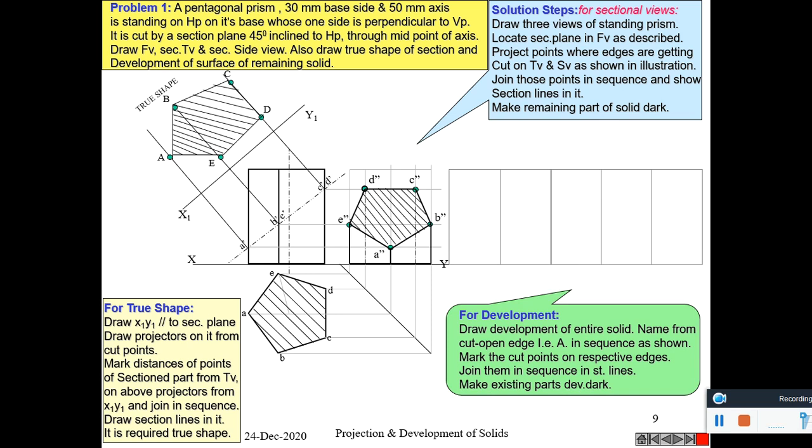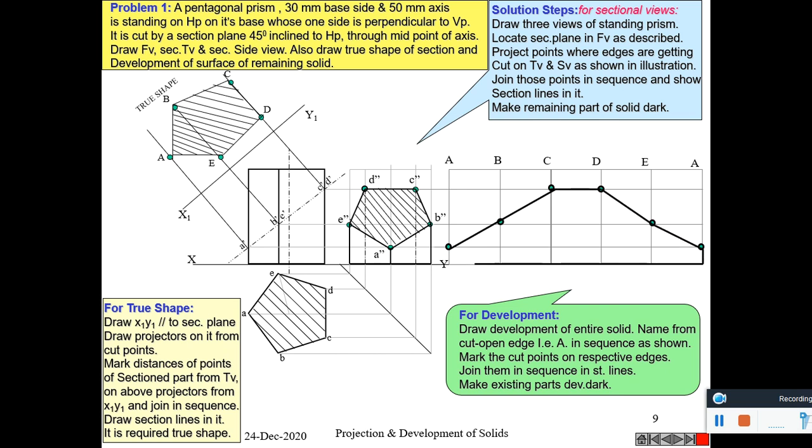Now draw the development. Being a pentagon, here it consists of 5 rectangles. And these cut portions are projected to these lines, and those points are marked. They are connected using straight lines. This is the development of the truncated portion, meaning the bottom portion.